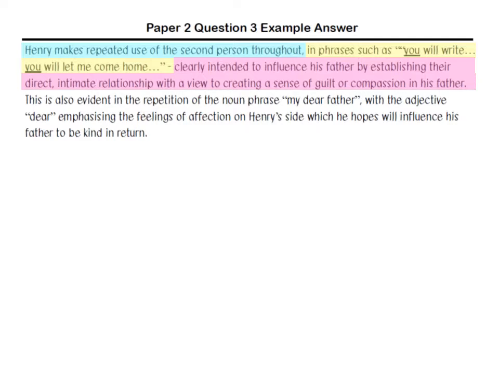So it's a noun phrase because it's a group of words rather than just the word father. And that bit in blue again is our point. That's the language being used, repetition of a noun phrase. My dear father is a quotation, with the adjective dear emphasizing the feelings of affection on Henry's side, which he hopes will influence his father to be kind in return. Now you can see the pattern. We talk about what kind of language is used, we offer a quote, and then the pink bit, probably the most important bit, is us analysing how that language influences the father.